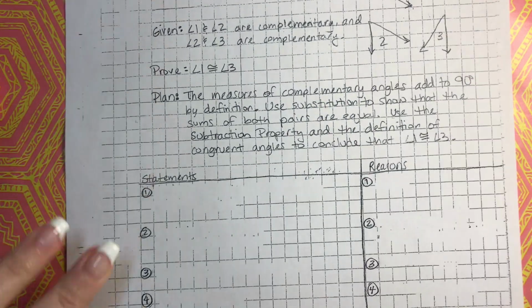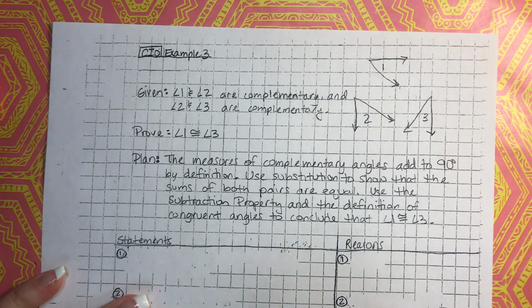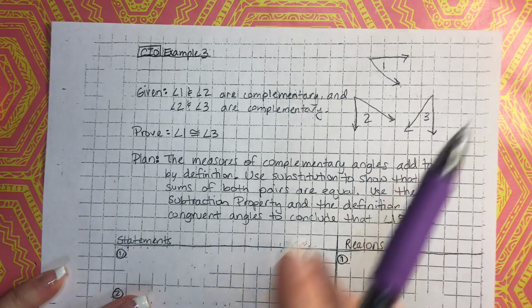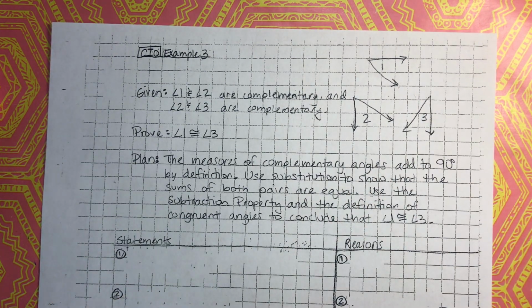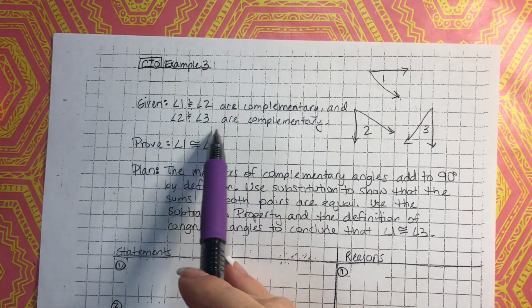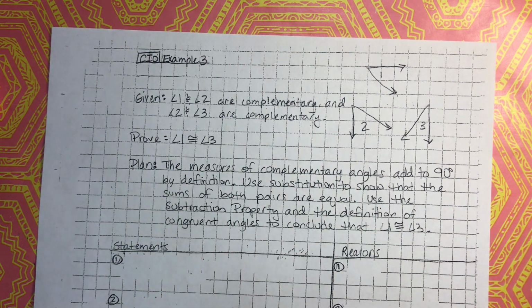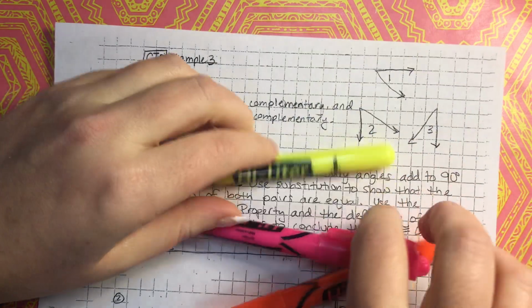All right, so check it out, example 3. We have these 3 angles, angle 1, angle 2, and angle 3. And what it says is given that angle 1 and angle 2 are complementary and angle 2 and angle 3 are complementary, we have to prove that angle 1 is congruent to angle 3. Okay? Now it's giving us a plan, but we're not going to look at it.